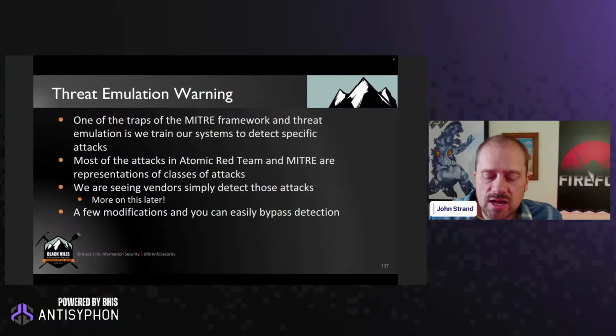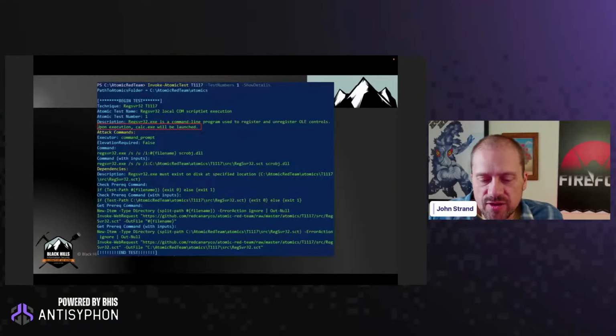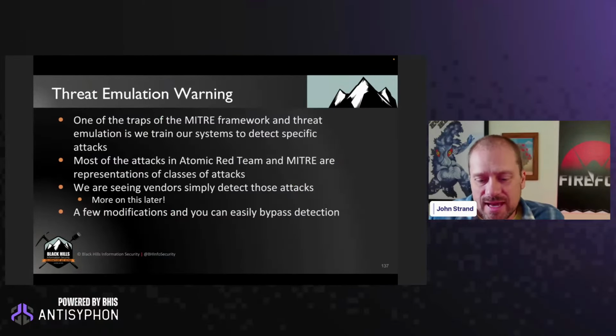Threat emulation warning: one of the traps of the MITRE framework is that we get into writing signatures that are too specific. So if I go back to this one, I have seen organizations that have written a signature for regsvr32 executing out of the Atomic Red Team directory, atomics T1117. That's not how this works. That's not how any of this works. Don't do it that way, right?